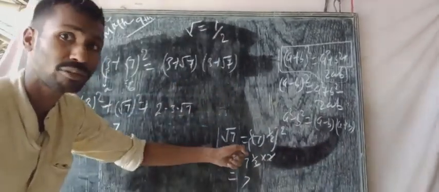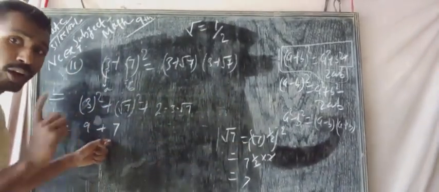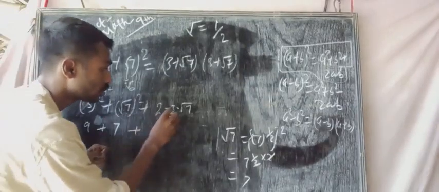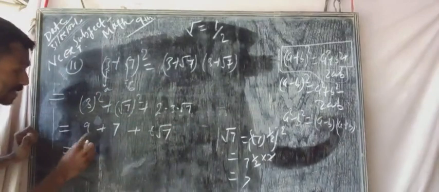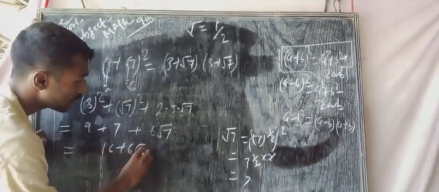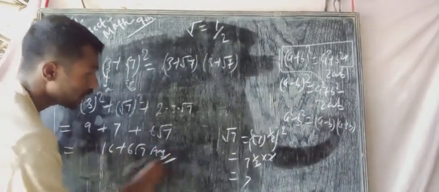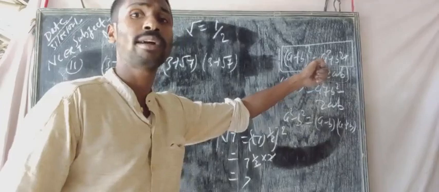On the basis of this calculation, we can write directly that root 7 whole square will be equal to 7, plus 2 into 3, that is 6 root 7. So 9 plus 7 is 16, plus 6 root 7 is the answer by the mathematical formula, that means with the help of the algebraic expression.